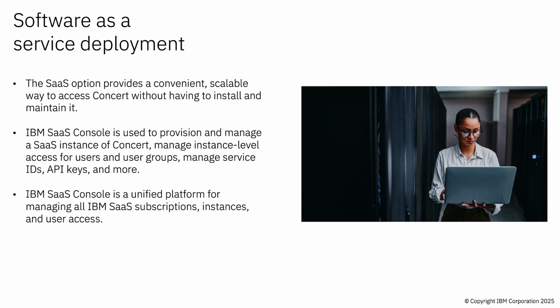Once you have this, you can access the subscriptions page in the IBM SaaS console, go to View Instances, and then create an instance in the region of your choice. Once provisioning is complete, access your newly created instance using your URL. See the publicly available Concert documentation for a list of available regions.